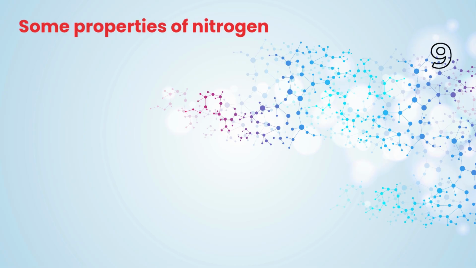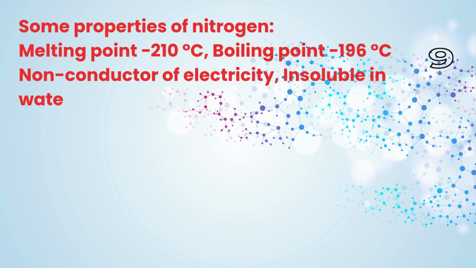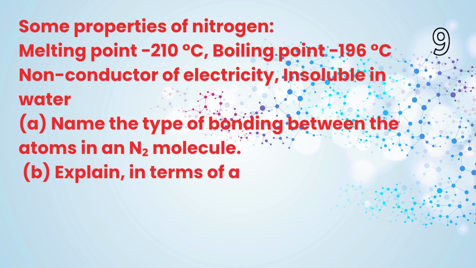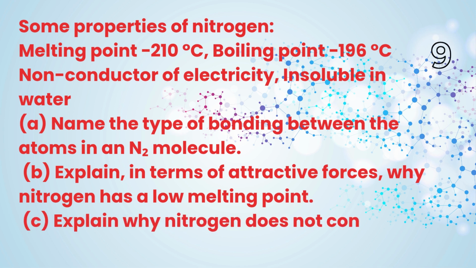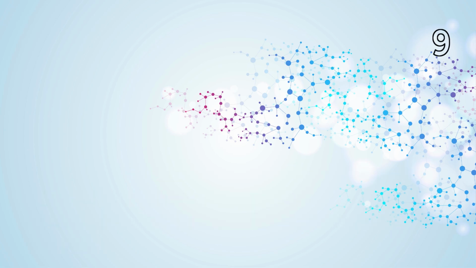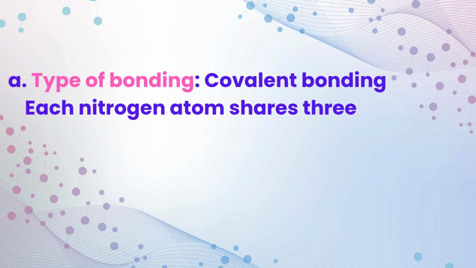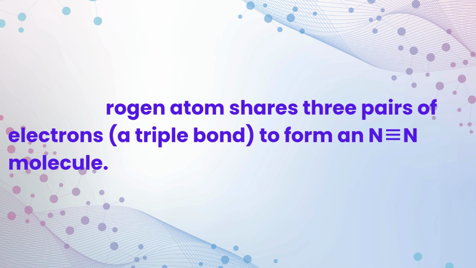In a nitrogen molecule, name the type of bonding between the atoms in an N2 molecule. B. Explain, in terms of attractive forces, why nitrogen has a low melting point. C. Explain why nitrogen does not conduct electricity. Type of bonding: covalent bonding. Each nitrogen atom shares 3 pairs of electrons to form a nitrogen molecule.